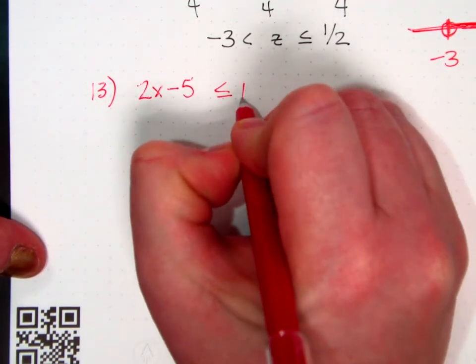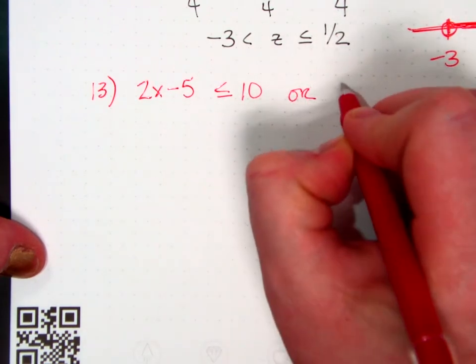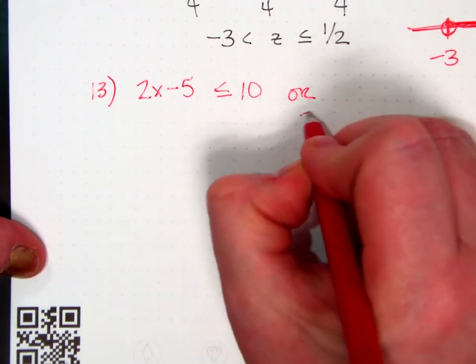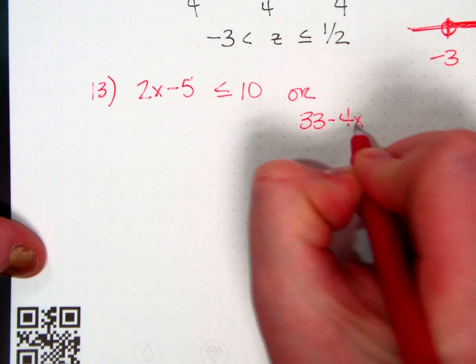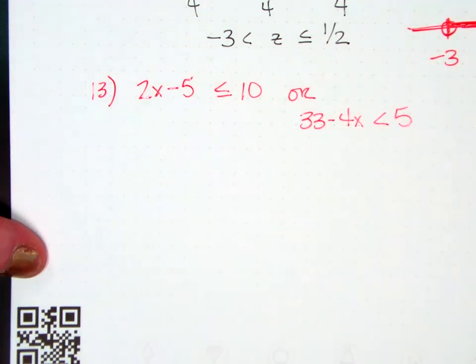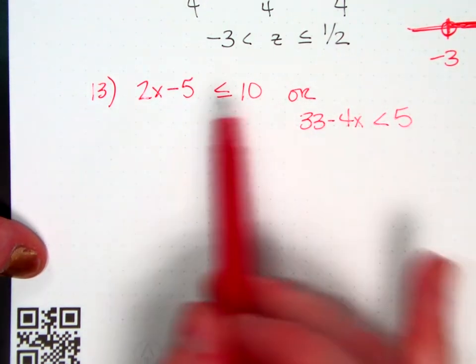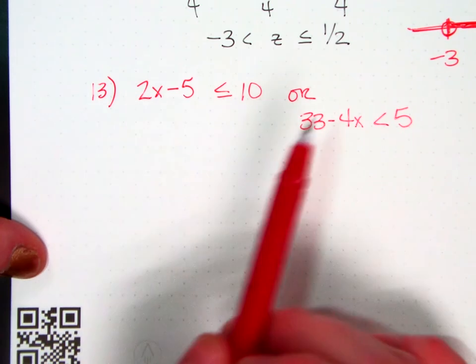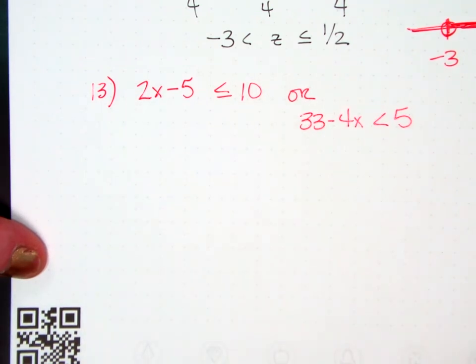2x minus 5 is less than or equal to 10, or 33 minus 4x is less than 5. This is an or, so these are 2 separate problems. You do one problem on the left, and then you do the problem on the right, and then you graph accordingly.